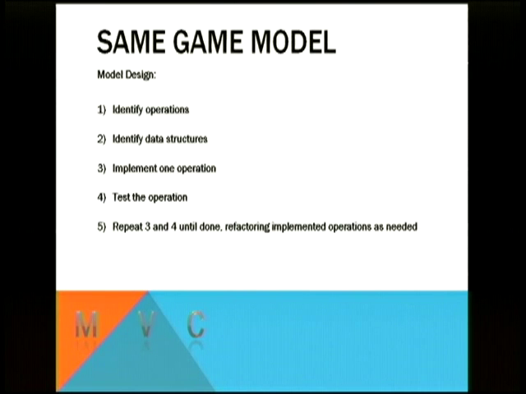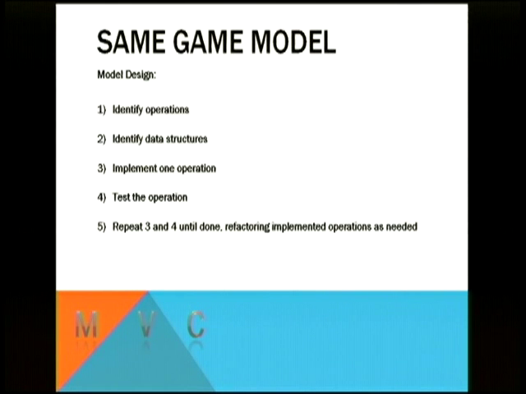Okay. So as part of the model design, here are the steps that I like to go through. One is to identify operations on the data. So conceptually, what operations do I need? Then I want to identify the data structures. Now that I know what the operations are, how do I want to actually store these in a Python data structure? And then I want to implement one operation, and one operation only.